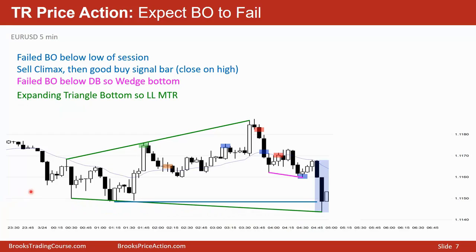If you want, you can also call this an expanding triangle. Low, lower, lower, and then we have a series of highs. That's another reason in favor of the bulls.